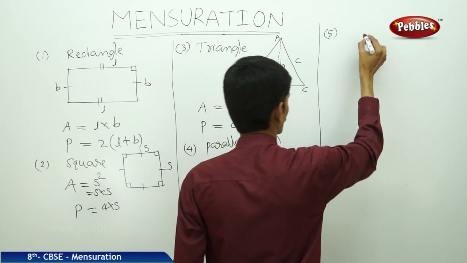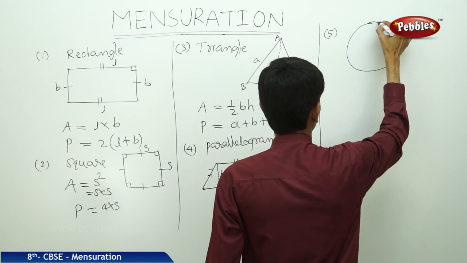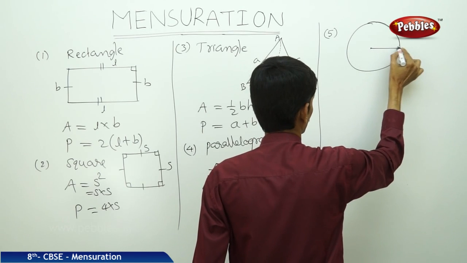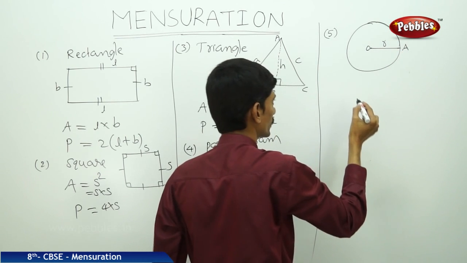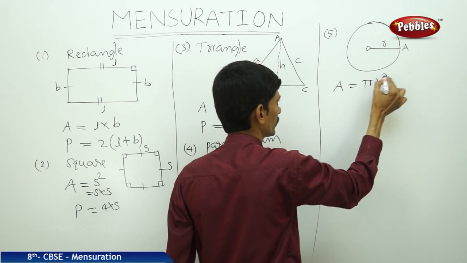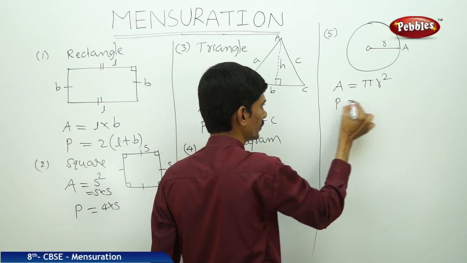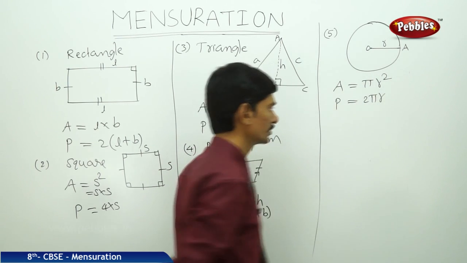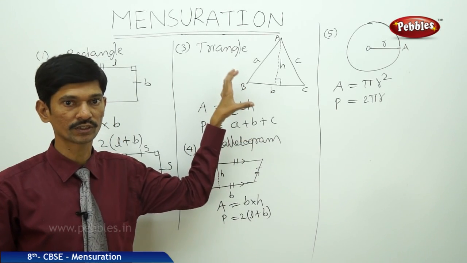Now consider a circle whose radius is R units. Then area of the circle is given by A equals pi R square, and circumference or perimeter of the circle is 2 pi R. So these are the formulas mostly we use to solve problems in the mensuration topic.